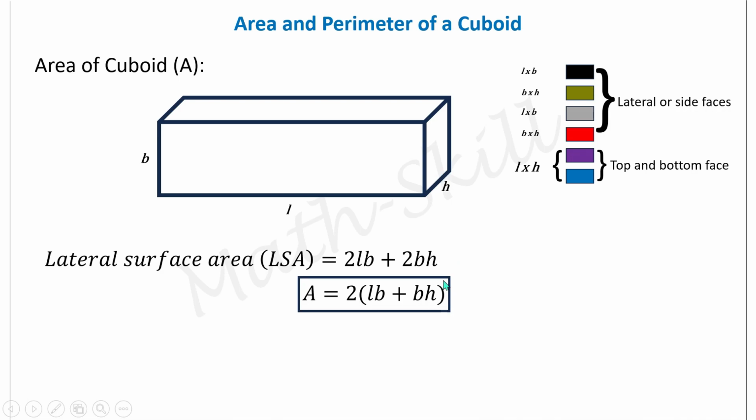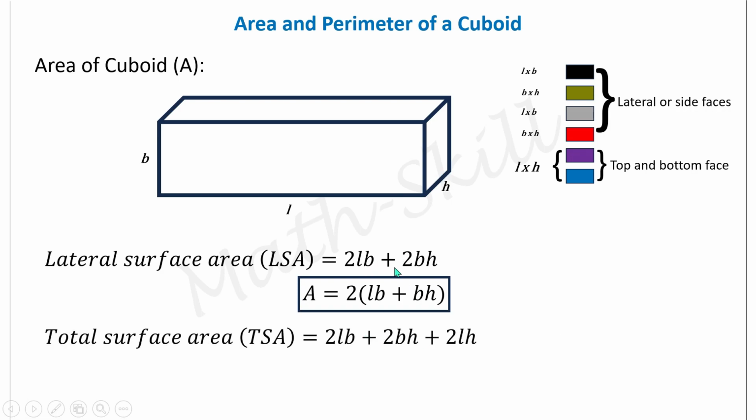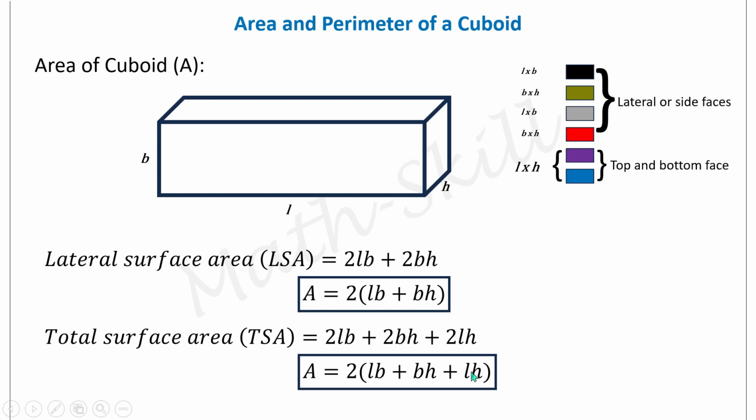Similarly, the total surface area is, to this particular area, also add the area of the top and bottom surfaces. That is 2 into LB plus 2 into BH plus 2 into LH. Therefore, if you take 2 common, 2 into (LB plus BH plus LH). This is the total surface area of a cuboid. Area of any shape, irrespective of it being a 2-dimensional or 3-dimensional shape, would always be in square units.